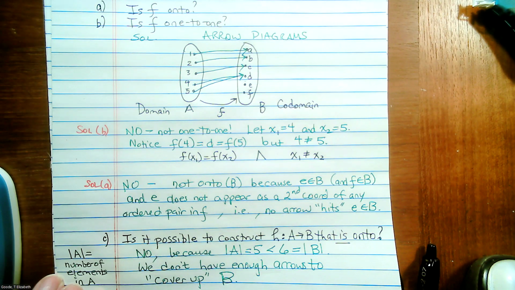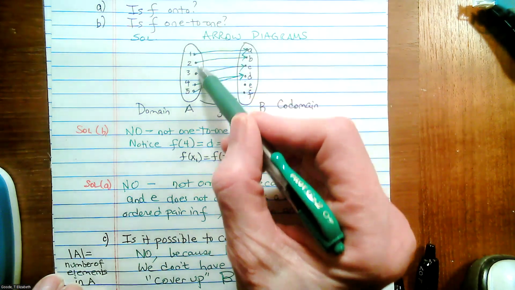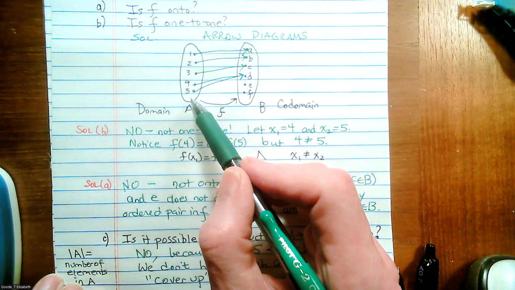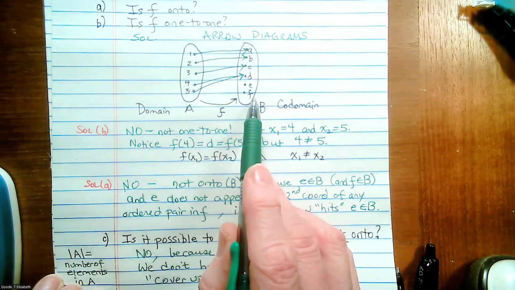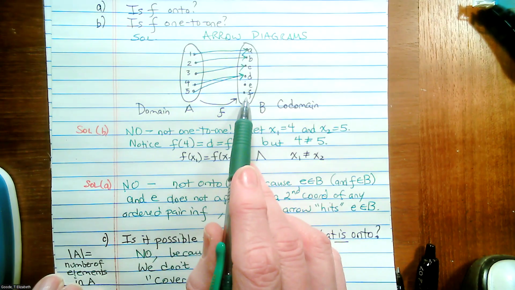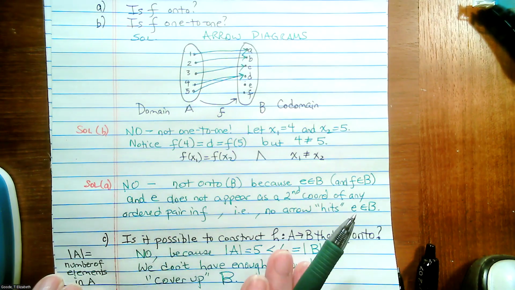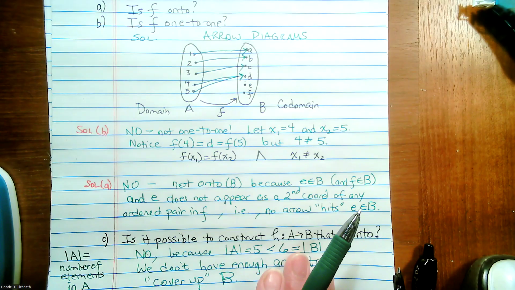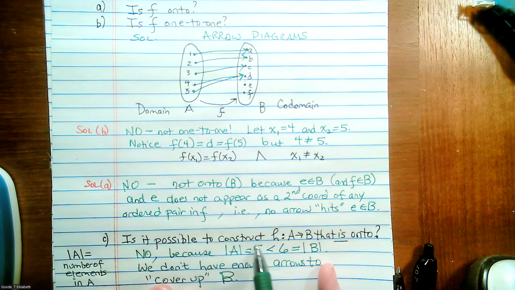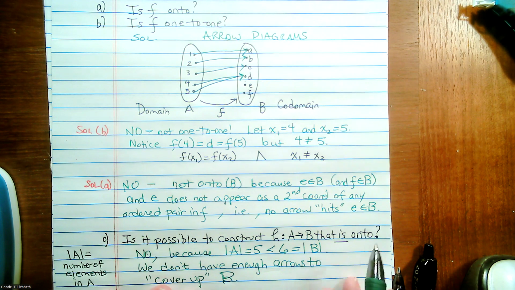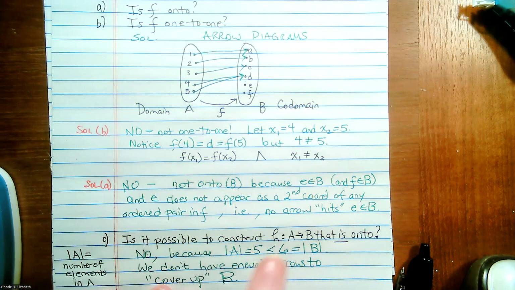But it is possible to spread the arrows out and build a function that is one-to-one. Just don't send any of these domain elements to the same codomain element as other domain elements. So it's possible to build a one-to-one function when the size of the domain is smaller than the size of the codomain. But it's not possible to build an onto function if the domain is smaller than the codomain.